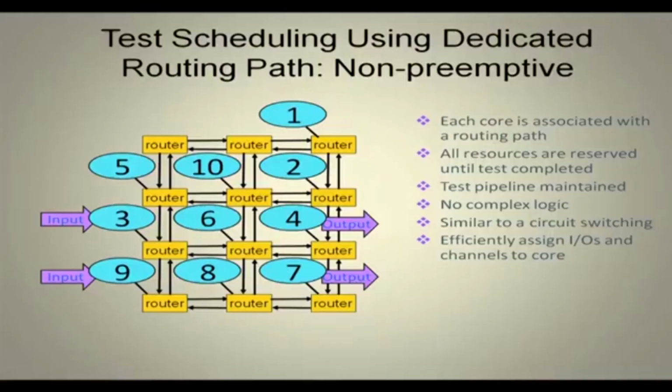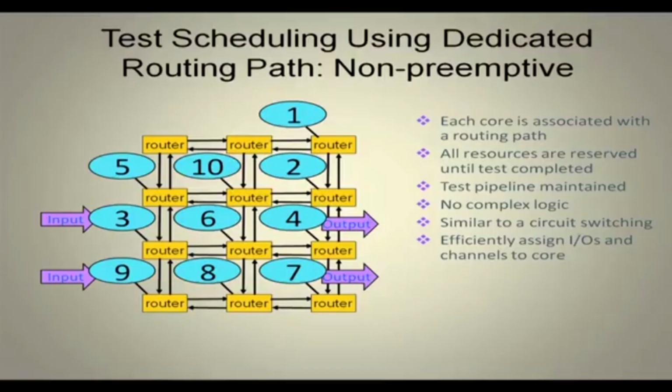No complex logic is required, because this is a simple transfer, and this routing is already implemented by the functional operations. In the functional operation of the NOC, the routing is already implemented, so no complex logic is necessary. It is similar to circuit switching, because in circuit switching, at the beginning of the message transfer the circuit gets established, and then the entire message goes through that circuit only. Similarly here also the same thing is happening.